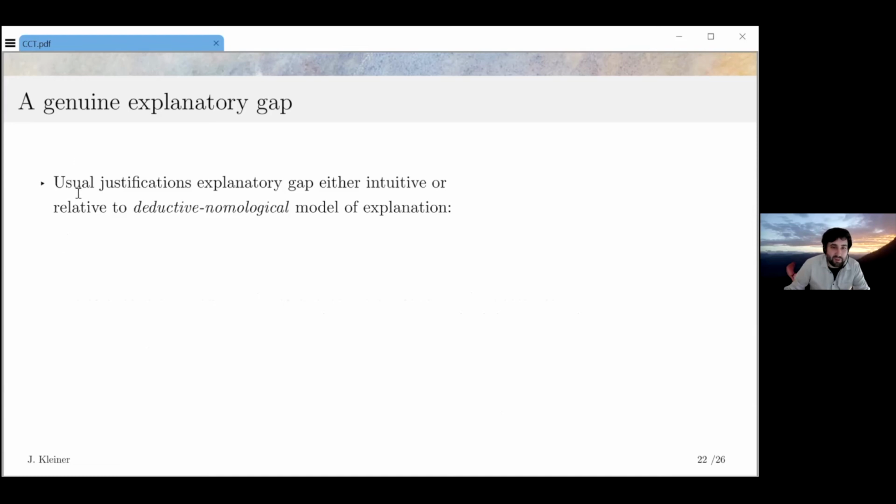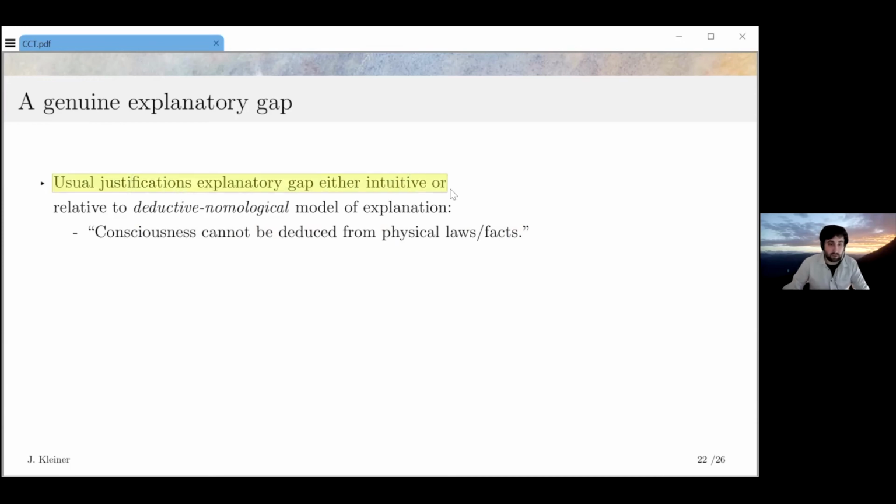I just wanted to point out that one thing we really talk about is the hard problem, and there are various different versions of formulating it. One other thing we often talk about is the explanatory gap, which is really important for many people. The idea is that consciousness cannot be deduced from physical laws or facts. And what I emphasize, and there's also a nice paper about this by Eleanor Taylor, is that the usual justifications of the explanatory gap are either intuitive, in the case of Levine's original paper, so then they would be intuition pumps and not to be trusted.